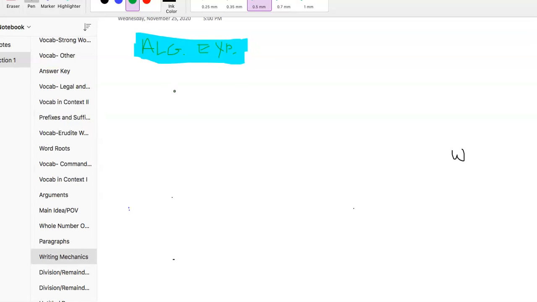All right, guys, let's take a look at algebraic expressions. So we've got three types of questions here, and the first one will be simplify. Let me write this in here. It goes 2x plus 3 times (x plus 4) minus 8.